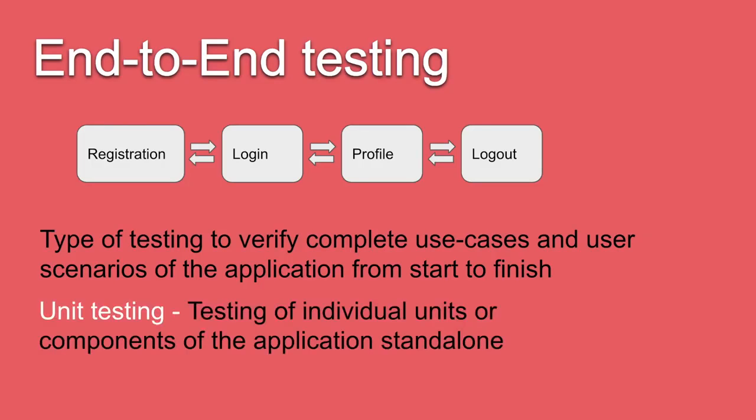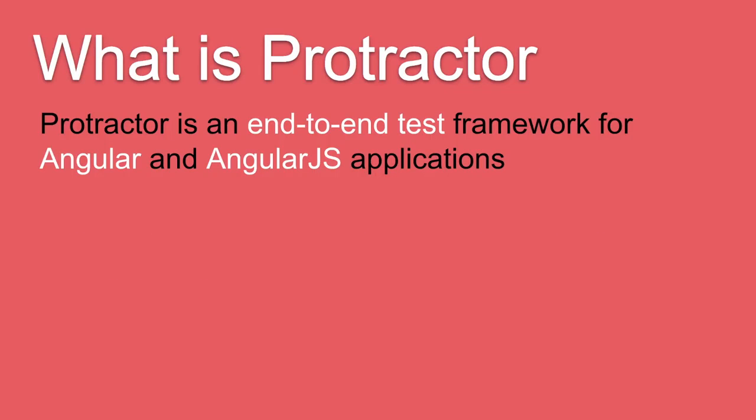Whereas unit testing or component testing is for testing the individual unit or component of the application. For example, in this particular scenario, if I just take the registration module and write test cases only for the standalone module, it will be unit testing. So now we know Protractor is for end-to-end testing.